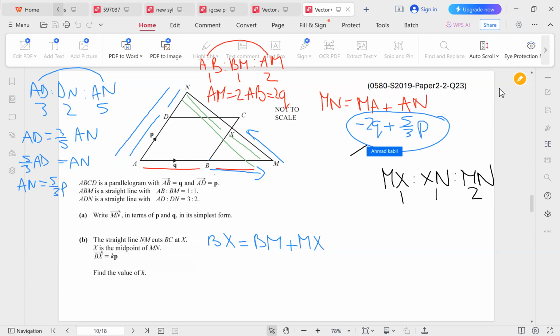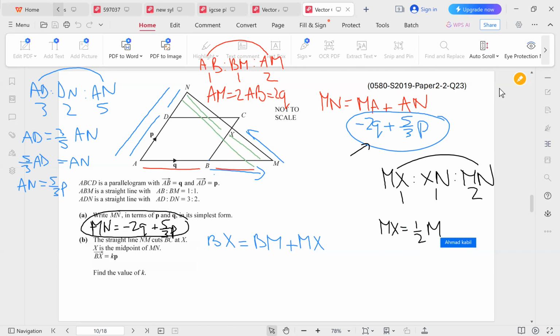So let me write this answer in a proper place so that we can refer to it easily. So this is the answer to A. Let me just write it here. We can write MN equals negative 2q plus 5 over 3p. This is the answer to question A. Now, we have MN and we are interested in MX, so let's just link these together. So MX equals half times MN, and this is equal to half times negative 2q plus 5 over 3p. And this would be negative q plus 5 over 6p. I just distributed the half over the two terms.